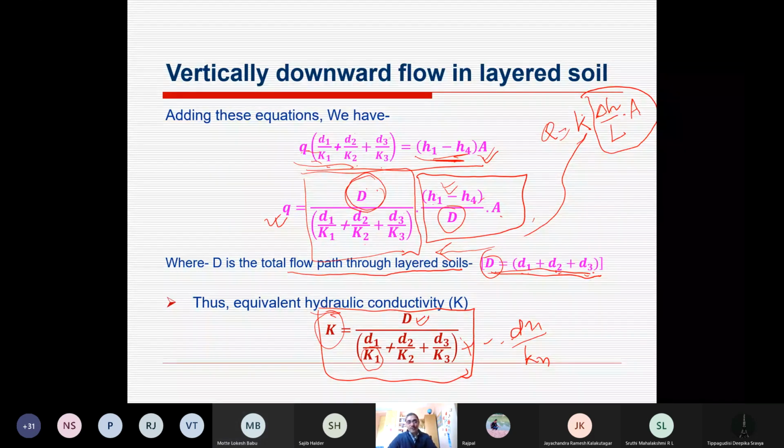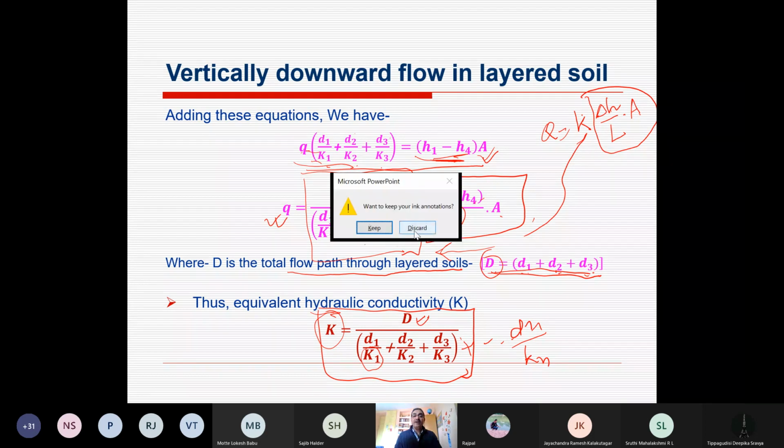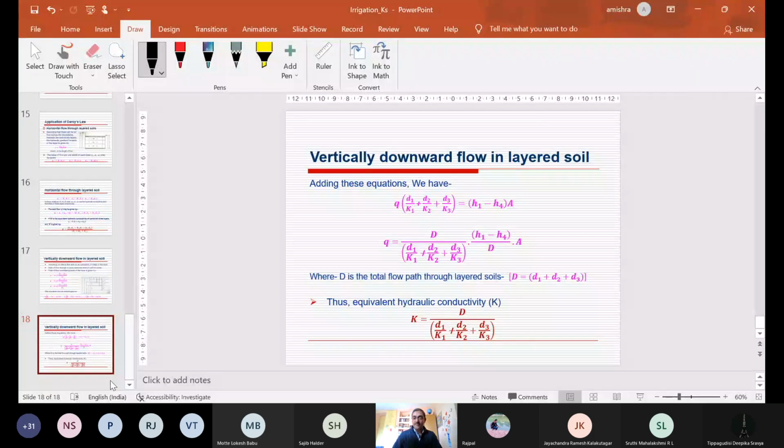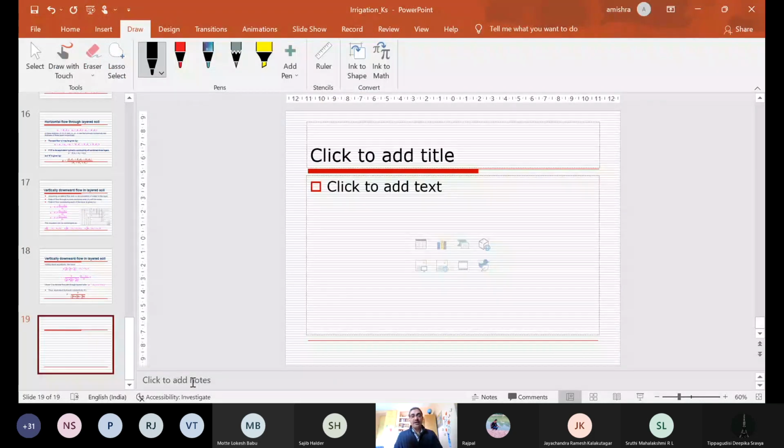Okay. Now, you learned two processes, infiltration and hydraulic conductivity. The first process finds out how much water is entering into the soil. And the second process tells you how much water is passing through the soil because of the head condition, or hydraulic head condition. Now, somebody asked at the beginning, what is the effect of soil moisture on hydraulic conductivity?